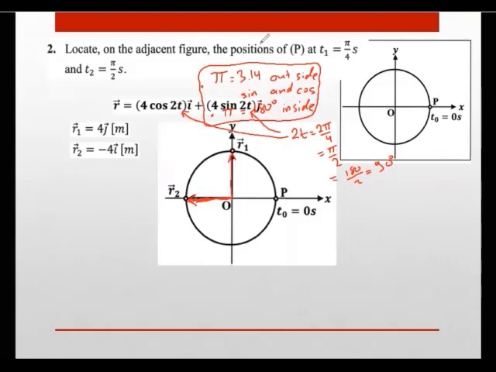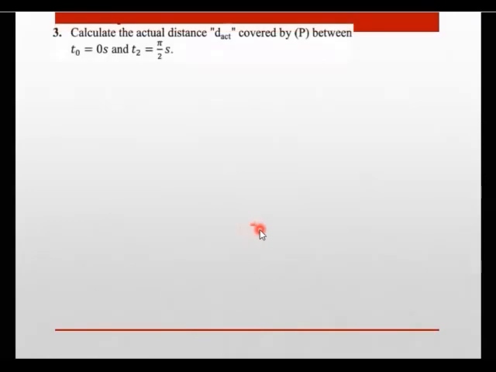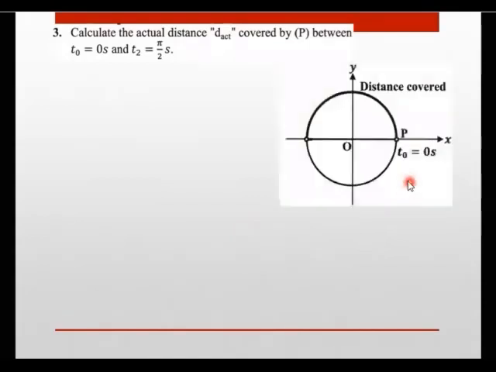Let's go to the next part. Now in this part, he asked me to calculate the actual distance. What did he mean by actual distance? Covered by P between t equal to 0 and t equal to pi over 2. Let me check my figure. T equal to 0, I am here. Okay, I am at this point.